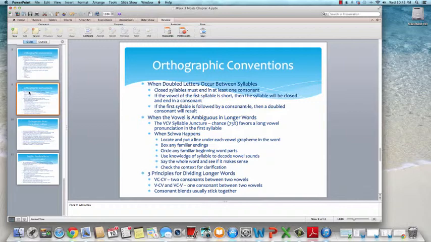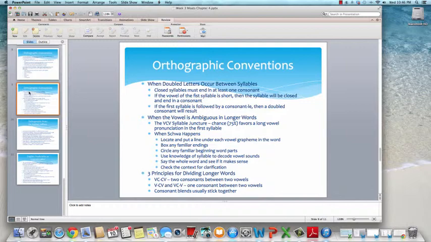If the vowel of the first syllable is short, then the syllable will be closed and end in a consonant. If the first syllable is followed by a consonant LE, then a doubled consonant will result. These examples are scrabble and little and goggle. Well, if you take out that double letter, it would read scrabble, lidle, goggle, because we don't have that double consonant to protect that short vowel. So the enunciation and the position is influencing that spelling.